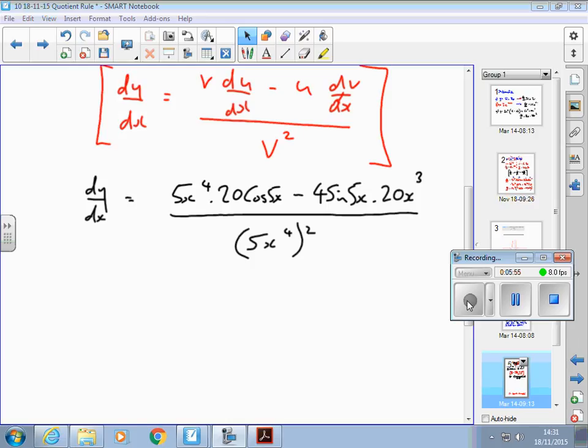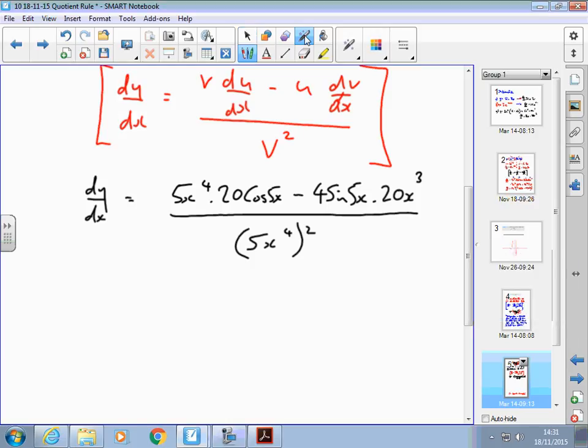I want to simplify it. I want you to have a go at simplifying it too. Look at this first term. I've got 5 times x to the 4 times 20 times cos 5x. 4 things multiplied together. I can do the 5 times the 20. That's 100.